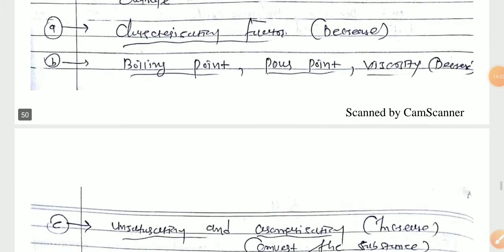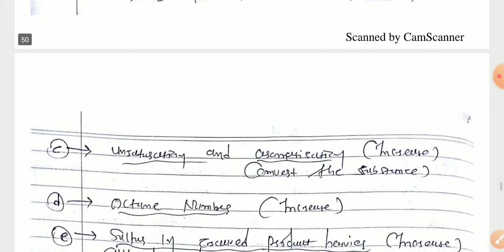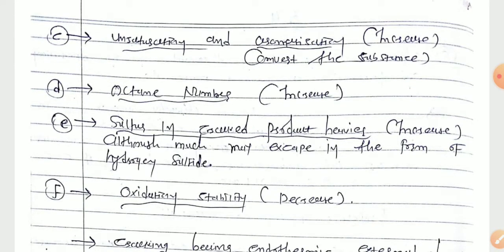The first one is the K factor, that is the characterization factor, Union Oil product. Second, boiling point, pour point and viscosity we will see. Now the unsaturation and aromatization increase for almost all substances, and the octane number increases. The sulfur in the cracked product increases in the heavier fractions, although much may escape in the form of hydrogen sulfide also.